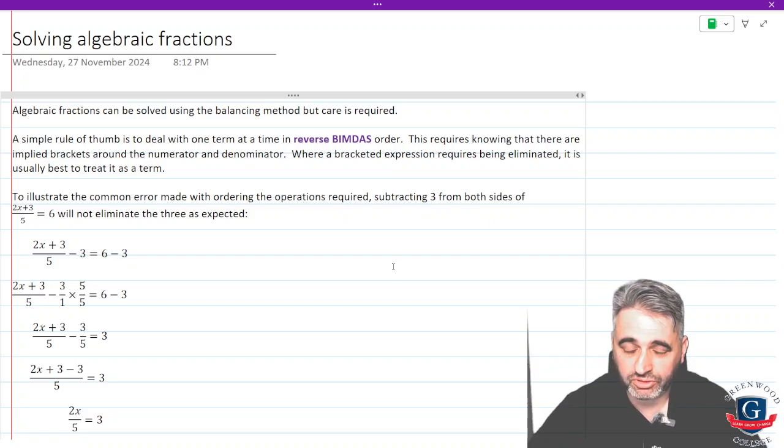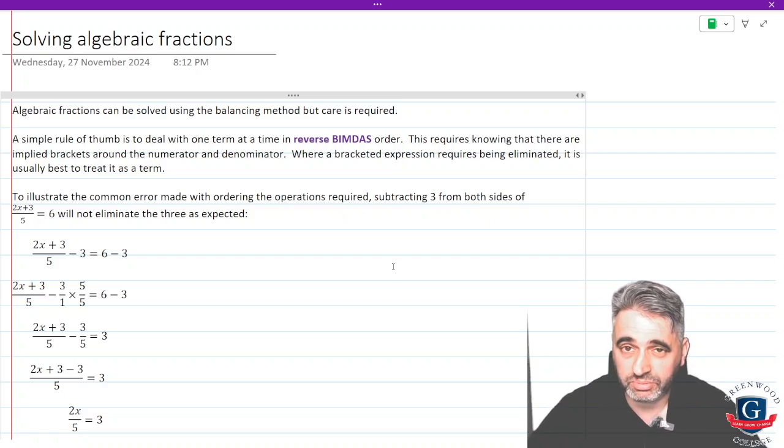So here we go. Algebraic fractions can be solved using the balancing method, but you need to take care. A simple rule of thumb to know what to do in what order is to use reverse BIMDAS order. This requires knowing that there's an implied bracket around the numerator and denominator of any fraction, and that where a bracketed expression is being eliminated, it's usually best to treat it as a term. So let's illustrate what all that means.